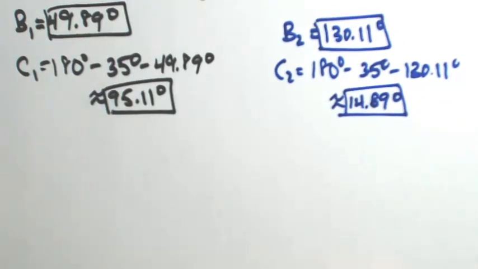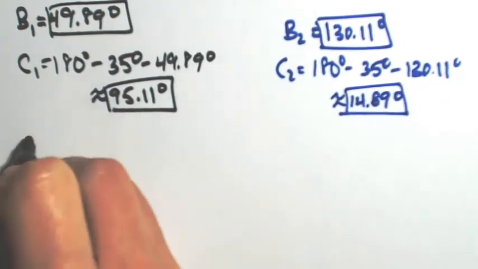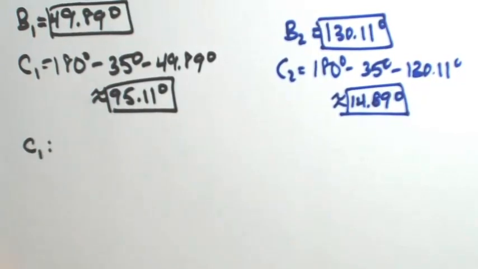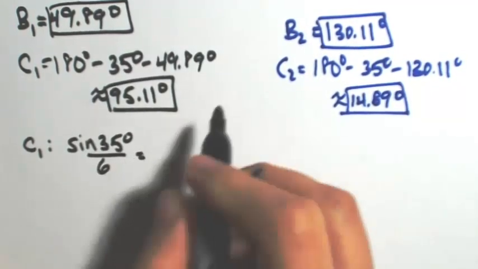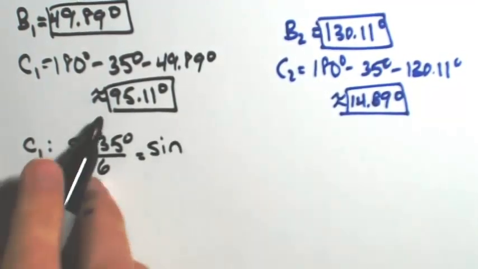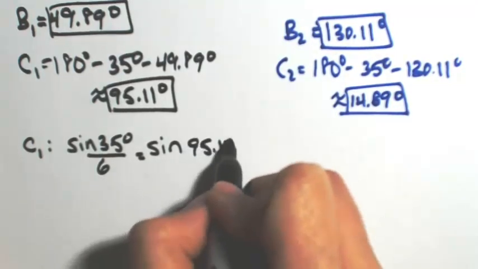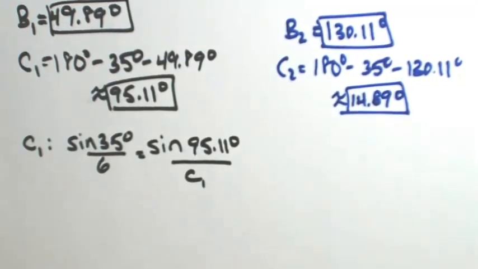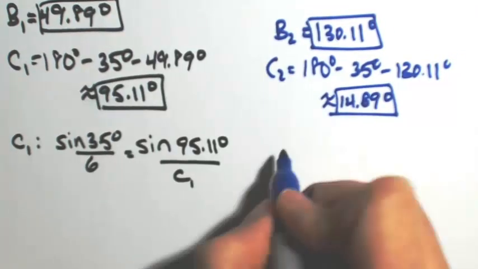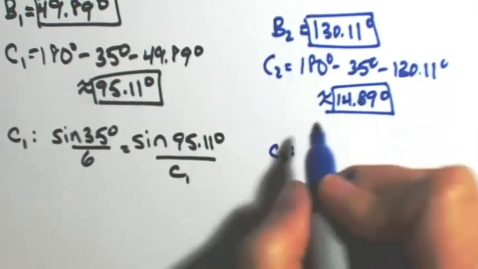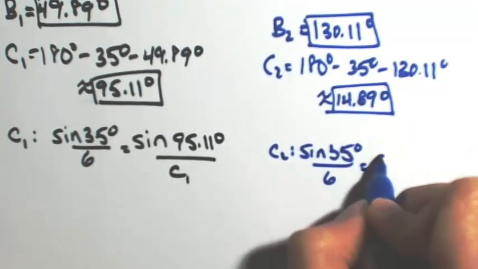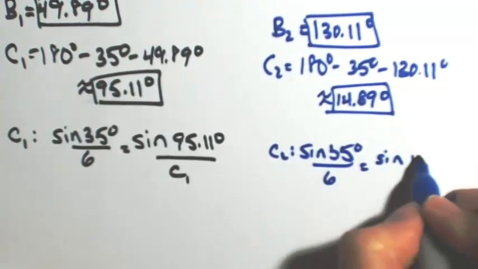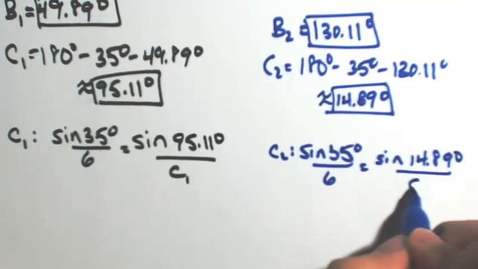Okay, so all that's left to do is find the sides. So for C1, we can use law of sines using the given ratio of the sine of 35 degrees over 6. And this is going to be the sine of angle C1 that I just found over side C1. Same thing for side C2. So the sine of 35 degrees over 6 will be the sine of 14.89 degrees over side C2.